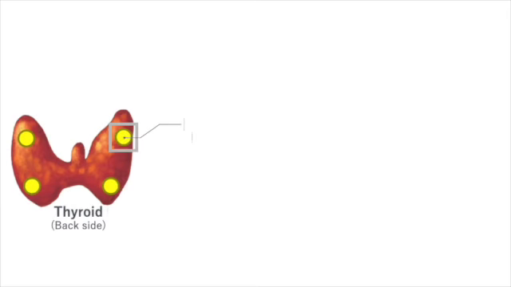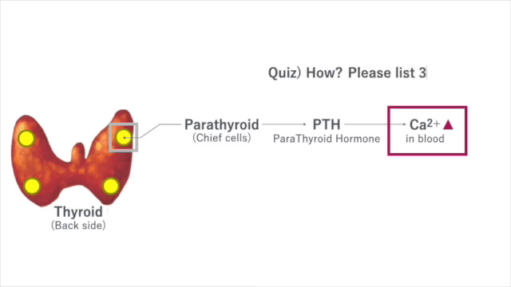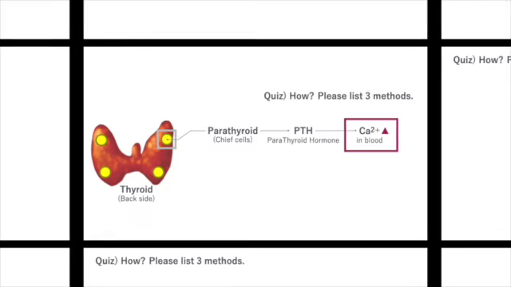What is parathyroid hormone? Parathyroid hormone is a hormone that increases blood calcium levels. Quiz. How exactly do you think blood calcium levels can be increased? List 3 methods to raise blood calcium concentration.